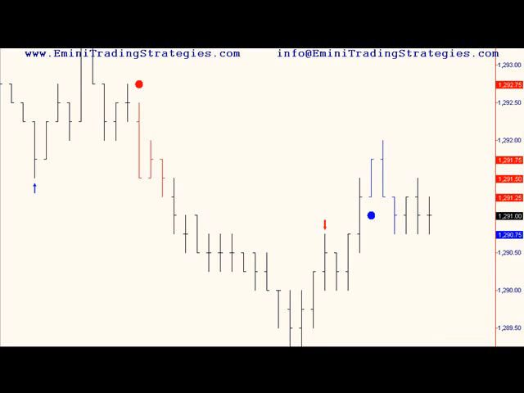Just because here's a trade right here, it didn't really go into our favor. It went right against us, and could very well turn into a losing trade.